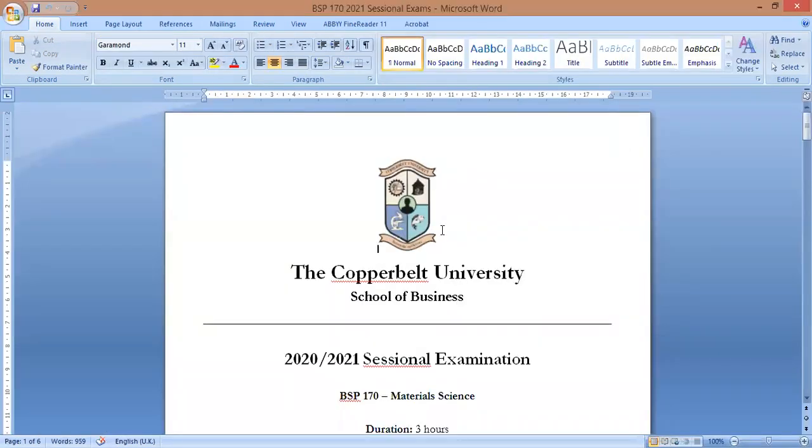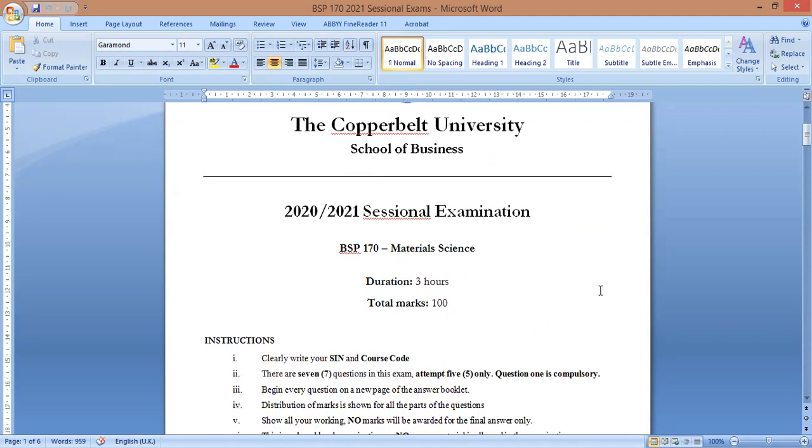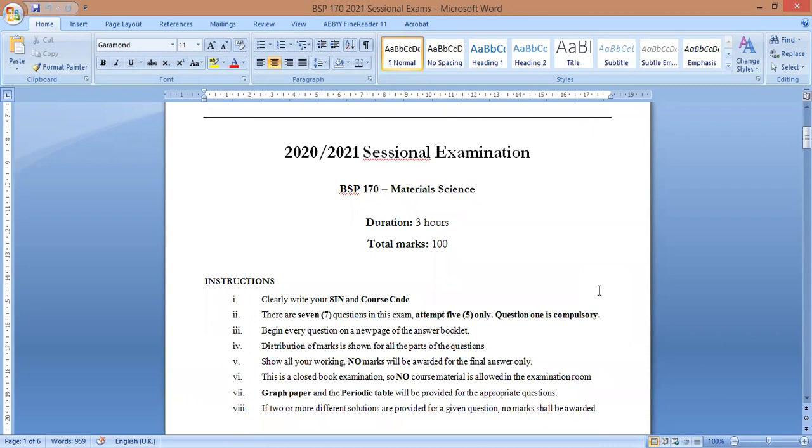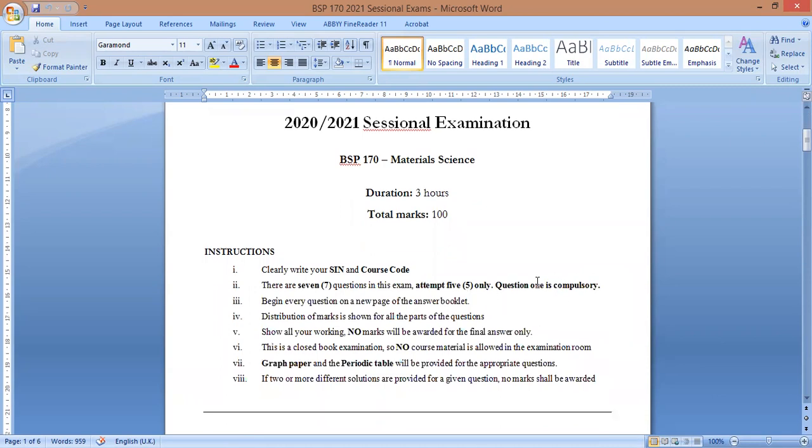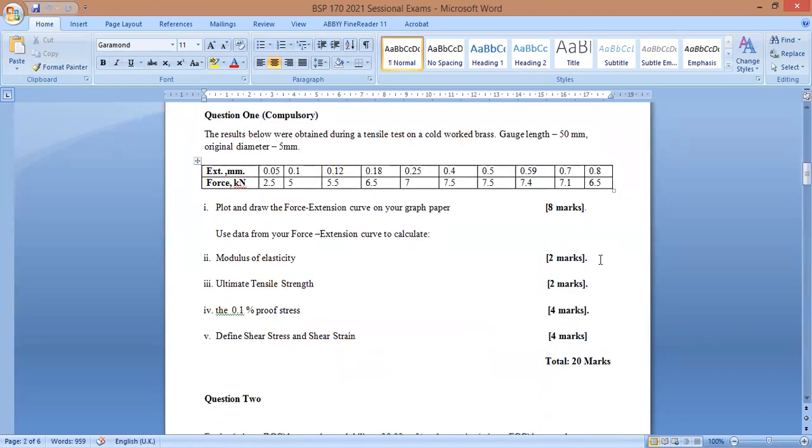Can you see my new presentation? Can you see the exam paper? Able to see it? Yes, we can see. Okay. It's very visible. All right. So it's a 3-hour paper with 7 questions, for which you'll be asked to attempt 5 only. And usually question 1 is compulsory. It will be compulsory in your case also. So this is question 1. This was their question 1.